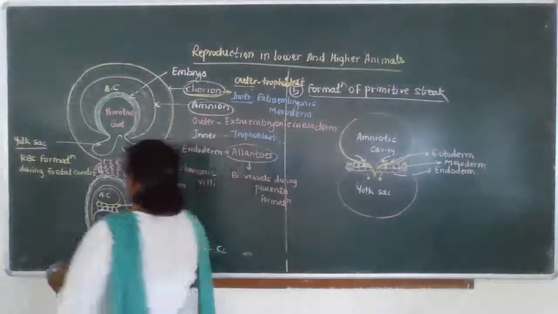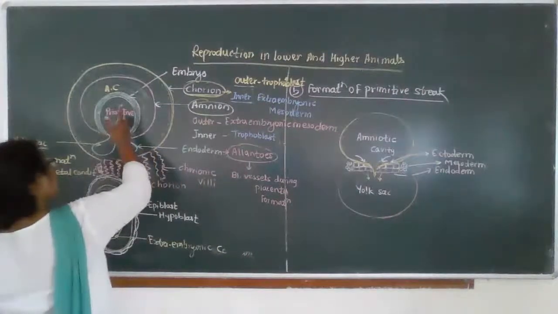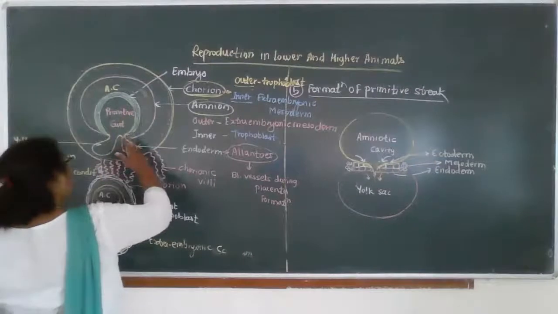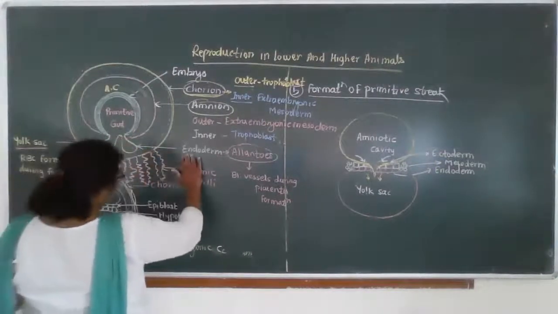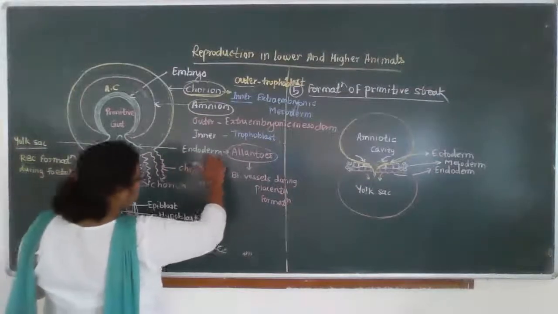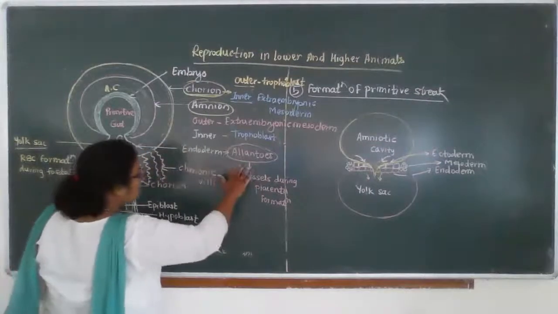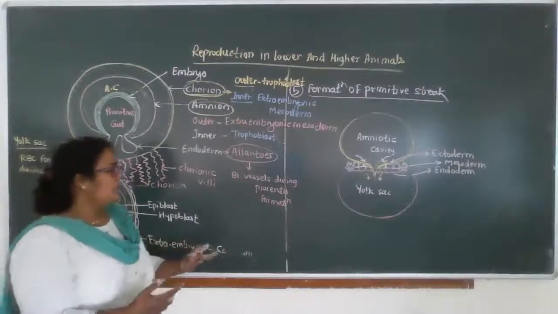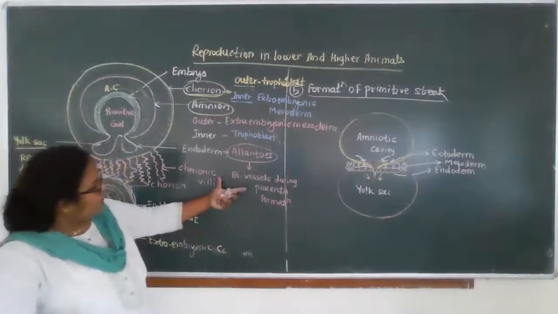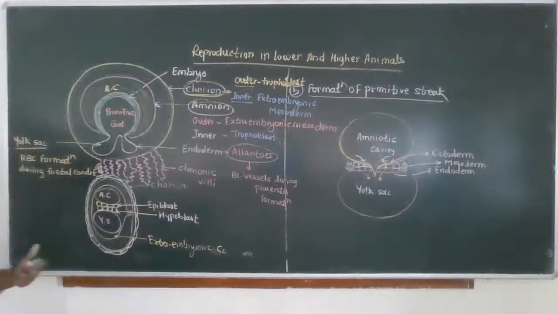Then the next extra-embryonic membrane is the allantois. This allantois is an extension of the primitive gut. The primitive gut gets extended, which means it is formed from the endoderm. This part is called the allantois, and it is responsible for blood vessel formation. Clear? So this allantois is responsible for the formation of blood vessels during placenta formation.